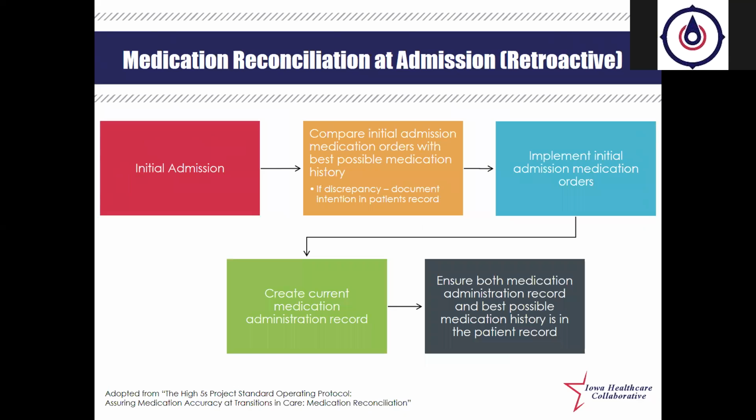We're looking more at a retroactive medication reconciliation at admission. This is where you have the initial admission. You compare the initial admission medication orders with the medication history that you get. And if there are discrepancies, we document why we changed that and what we're changing the patient to. You implement the initial admission medication orders and then create a medication administration record. And then the last step is to ensure both the medication administration record and best possible medication history are in the patient record.